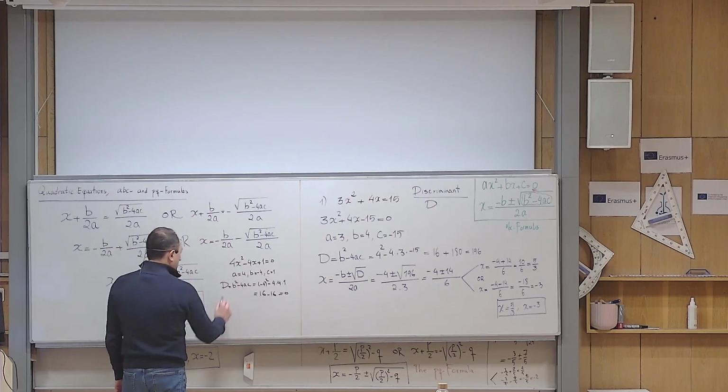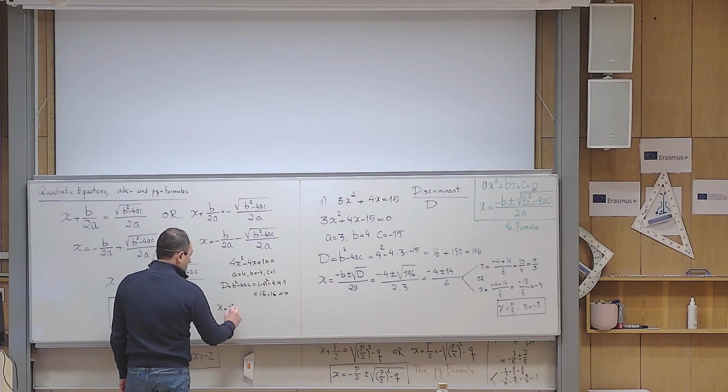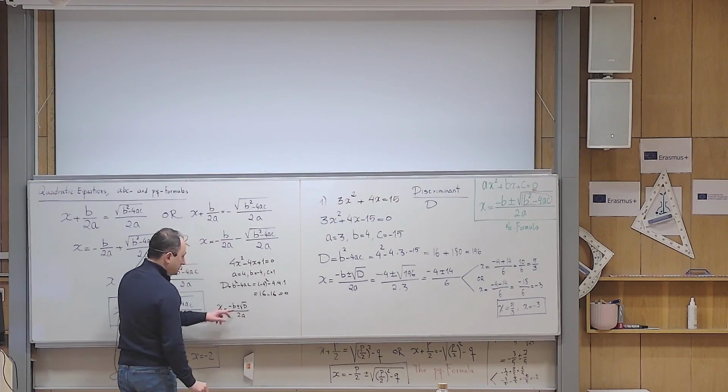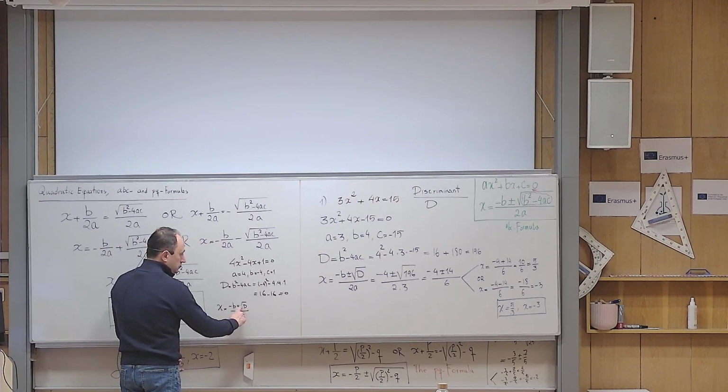So what can I do? I would write x is equal to minus b plus or minus the square root of d over 2a. But do I need to care about this part? No, because d is zero, the square root of zero is zero, and plus 0 or minus 0 is always 0.